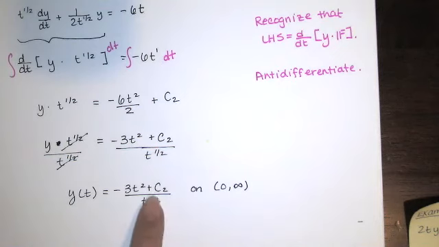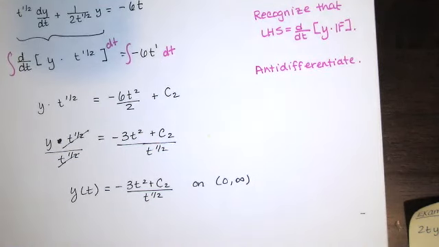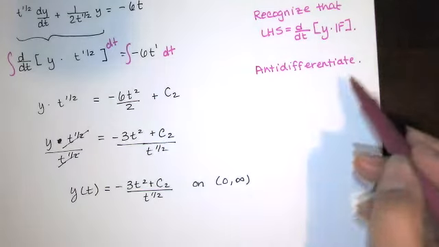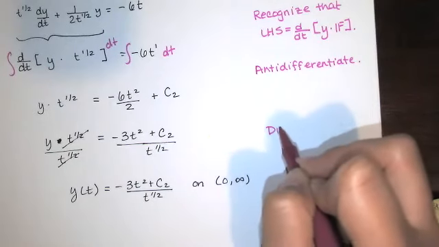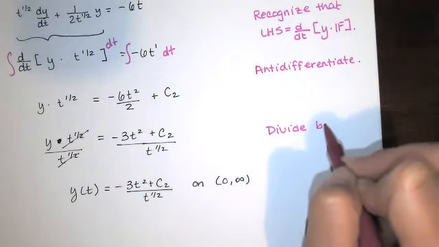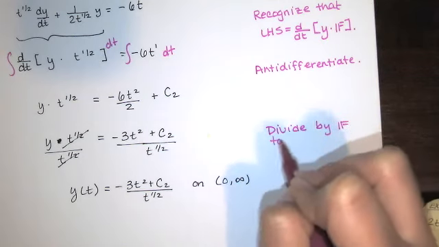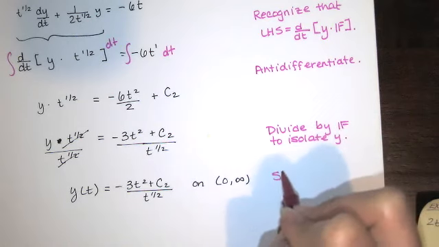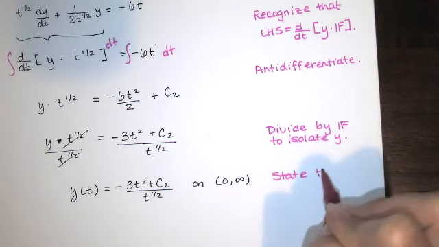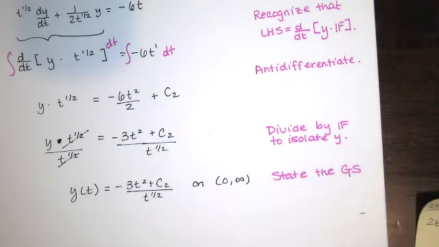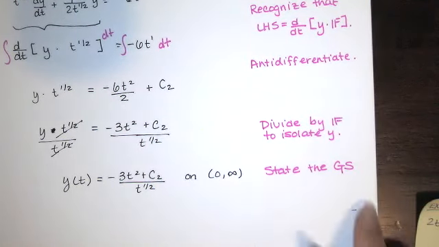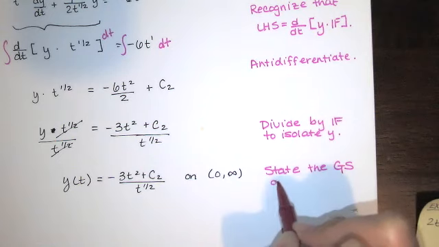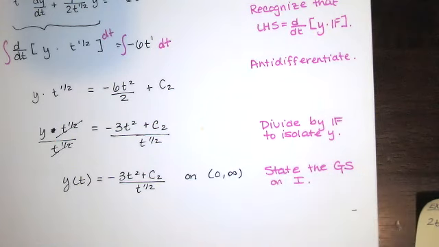Now, if I want to find the value of c that actually makes this work, then we have to use the initial condition. But let's see, what did we do? We anti-differentiated, and we divided by the integrating factor to isolate y. And then we stated the general solution. Turns out these are going to give us general solutions, the family of solutions that contains them all. And we stated a maximal interval of existence.